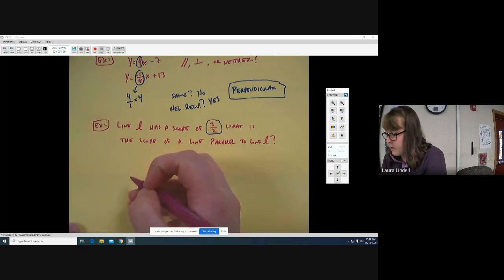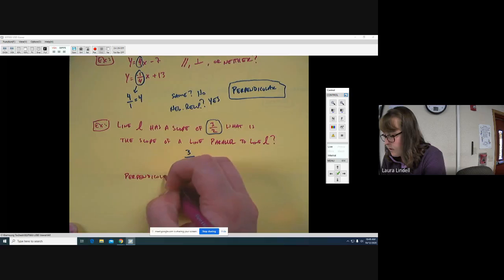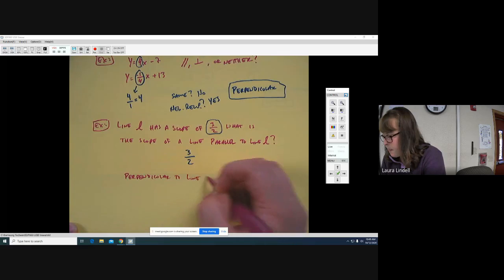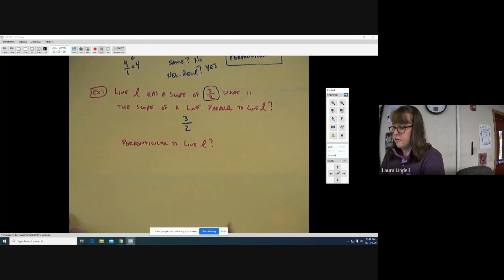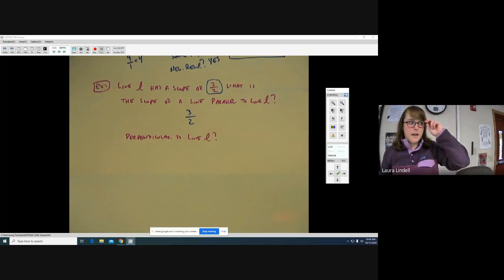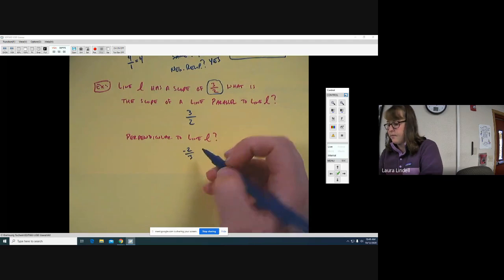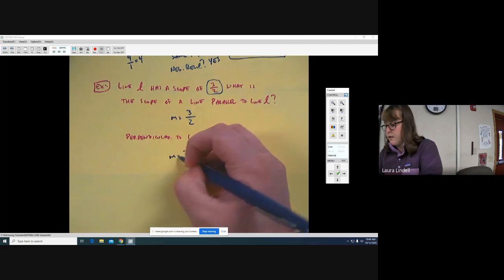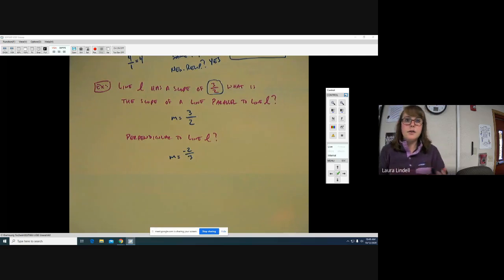What if we wanted our line to be perpendicular to line L? So if it's parallel, we leave it. If it's perpendicular, yeah, we flip the fraction and change the sign. We make the negative reciprocal. So Owen's got it. It's -2/3. And we can say m equals 3/2 and m equals -2/3 if we want to, just so that we are using our notation for slope and everything like that.